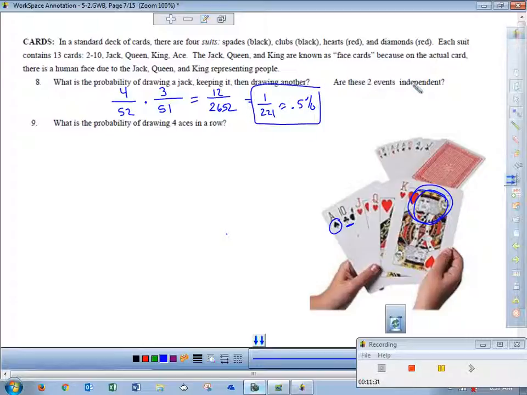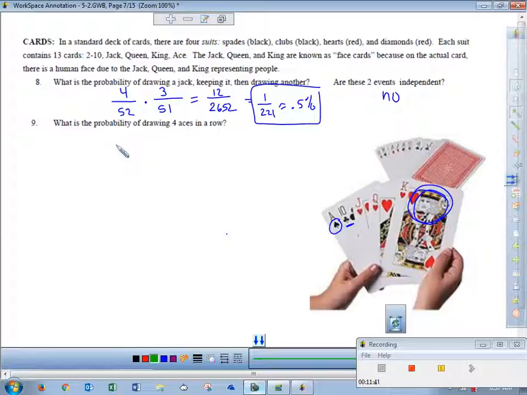Are these two events independent? Well, did we replace or did we not replace? We did not replace, so that's a big fat no. They're not independent. What's the probability of drawing 4 aces in a row? Here's another good question: are you replacing it or are you not? If they don't mention it, we're going to assume that they don't replace. The only time that we're going to replace is when they literally tell us that they replaced it.